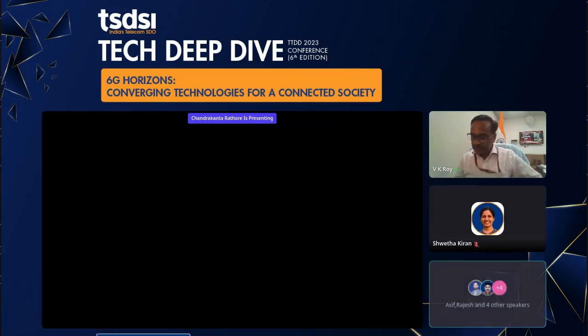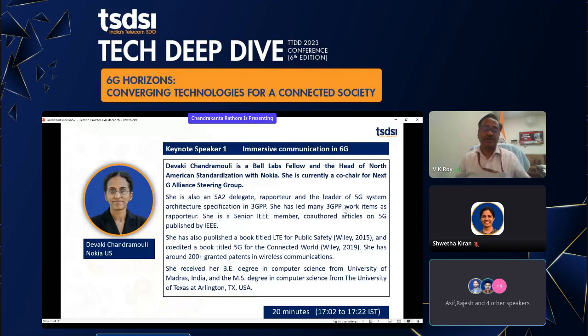Now, the next speaker is Ms. Devaki Chandramouli. Yes, this is, I think, her profile. I have met Madam Devaki at the last 3GPP meeting in Cochin, and she was very active. She is a Bell Labs Fellow and the head of North American Association with Nokia. She is currently a co-chair for Next G Alliance Steering Group. She is also an SA2 delegate, reporter, and the leader of the 5G system architecture specification in 3GPP. She has led many 3GPP work items as a reporter. I have read her article in IEEE on time-sensitive networking. That was a very good article.